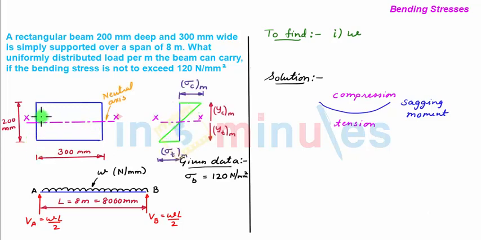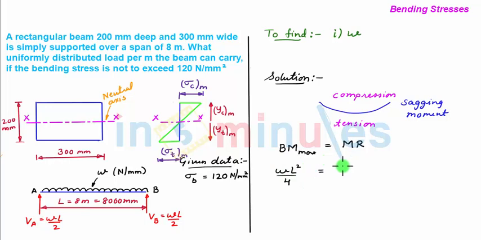If we plot the bending stress variation diagram for this rectangular section under sagging moment, we see that above the neutral axis at a distance of yc max we have compressive stress as maximum, and at the same vertical distance below the neutral axis, yt max, we have tensile stress as maximum. Now to find out the intensity of loading, we make use of the bending equation: maximum bending moment BM max is equal to the moment of resistance of the beam. For a simply supported beam with uniformly distributed load over the whole span, the maximum bending moment is given as WL square by 4.